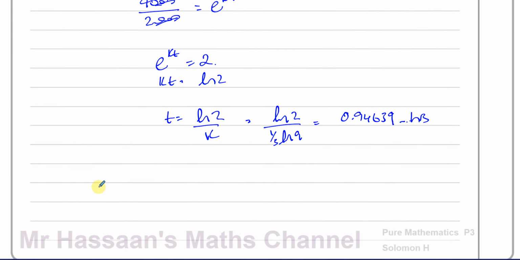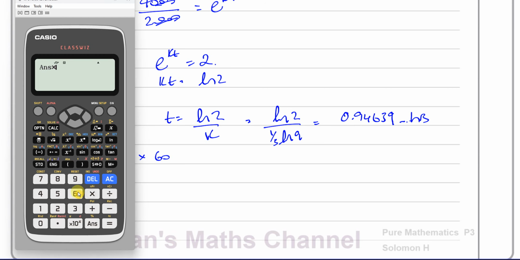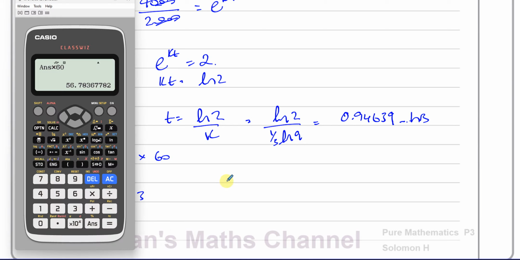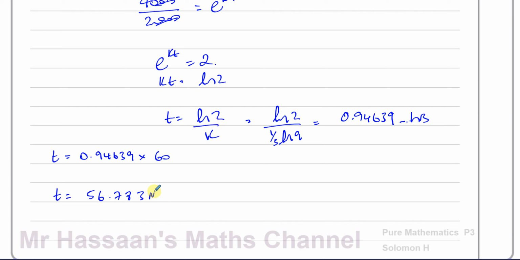Okay, so what we can do is multiply this 0.94639 by 60, and that will give you how many minutes that is. So we take our answer and multiply it by 60, and that gives us 56.783. Is it 783? Yeah, 56.783. Okay, this is now in minutes.